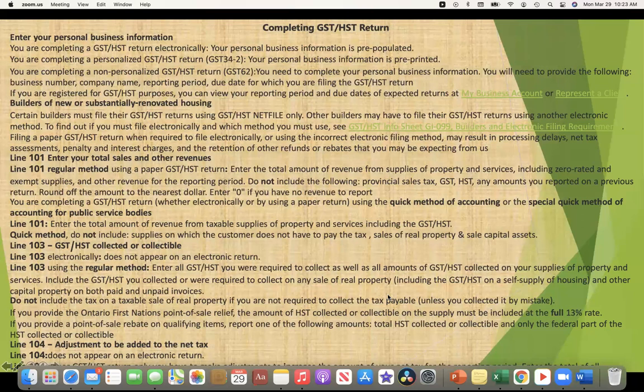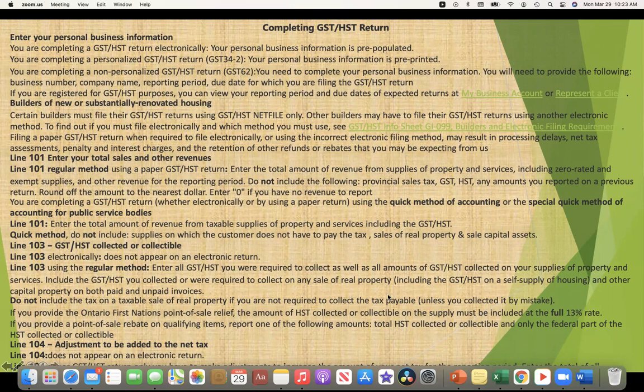If you're using the quick method, do not include supplies on which the customer does not have to pay tax, sales of real property, and sales of capital assets. Line 103 is GST collected or collectible. If you're filing electronically, it does not appear on the electronic return.